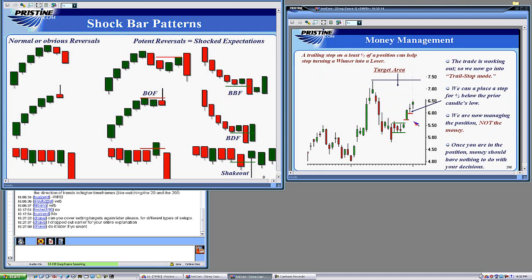And now as it's moving up, you start trailing prior bar's lows. If it takes out one, you'll sell half of the position. And it says you're now managing that position, which is managing money. But the idea is here that you're not thinking about the money. Or you shouldn't be thinking about the money. You're managing, you're following your trading plan at this point.